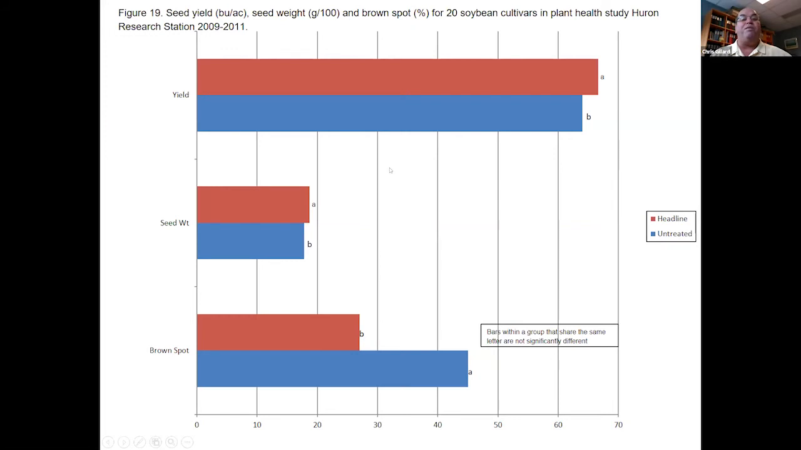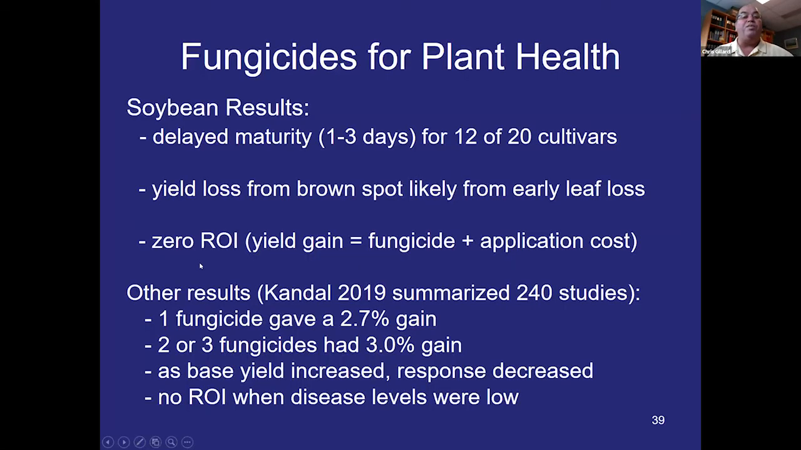And here's kind of a summary of the results we got over all cultivars. The only disease we measured of any extent was brown spot, and the Headline treated plots had about 60% of the brown spot that the untreated did. That resulted in a slight bump in seed weight. That was significant. And that resulted in a slight bump in yield of about 4% over all cultivars in all years. What else did we notice?